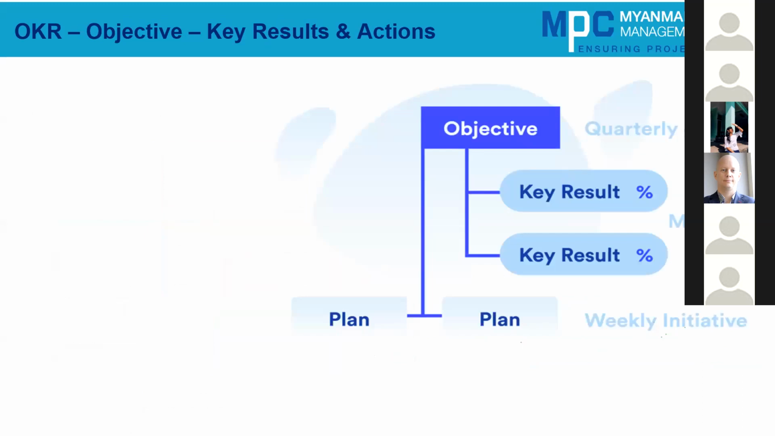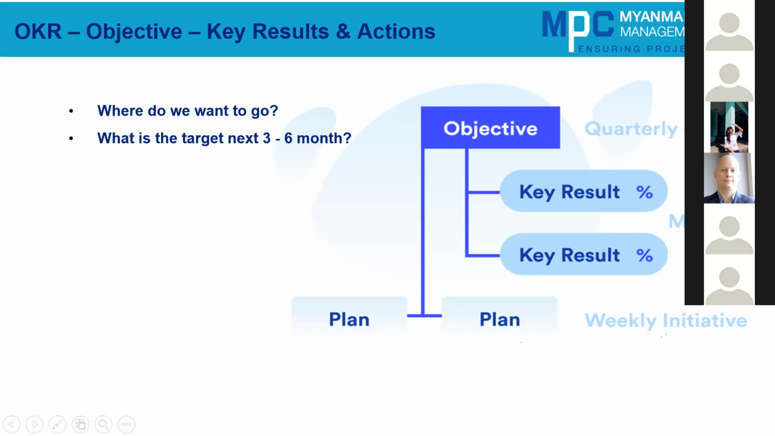Now, if we look at OKRs, we have actually 3 parts. That's why I call it OKR-A. Here it says plan, but we prefer the word action. So objectives, what are objectives? Objectives is where do you want to go and what is the target for the next 3 to 6 months. Ideally it's 3 months, but the OKR methodology is pretty flexible. Nowadays, a lot of our clients are switching to 1 month planning because in the crisis, 3 months planning is almost impossible at the moment.